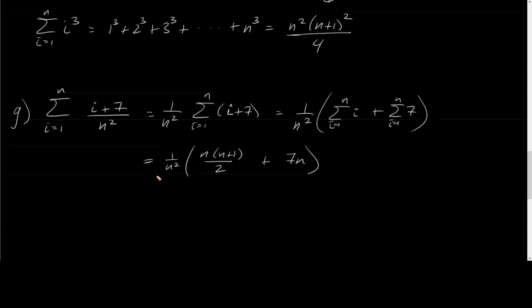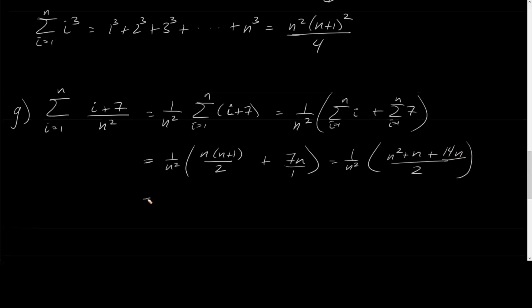And if I distribute this 1 over n, actually, you know what? Let's come up with a common denominator here inside first. So I have 1 over n squared times, the common denominator would be 2. This numerator is already over 2, so I'm just going to distribute that n. So I have n squared plus n plus, this has a denominator of 1, so to go from 1 to 2, multiply by 2, so I have 14n. And that simplifies to, well, n plus 14n is 15n, so I have 1 over n squared times (n squared plus 15n) over 2, right?